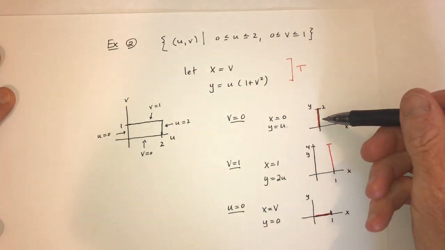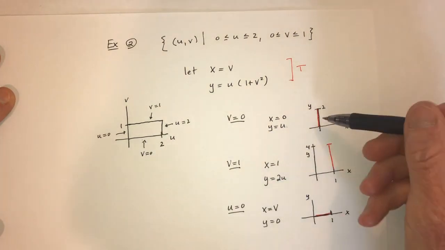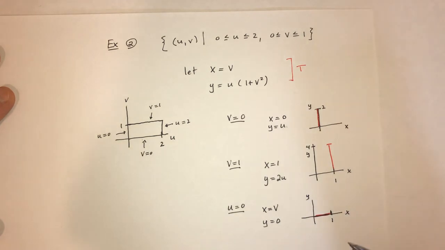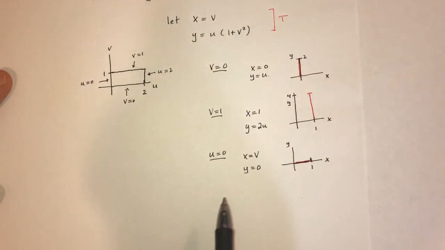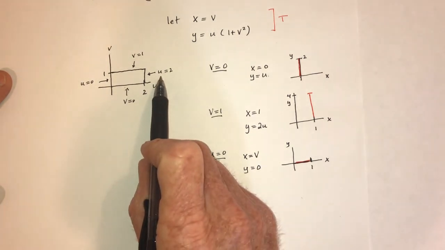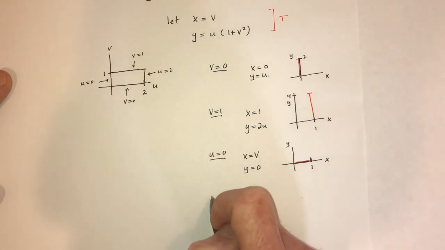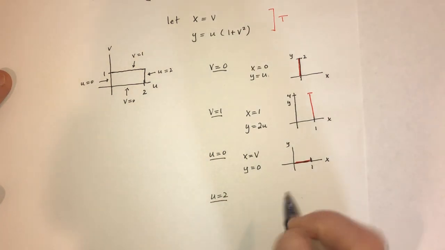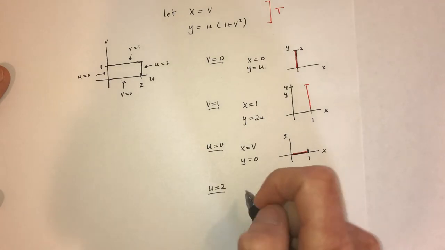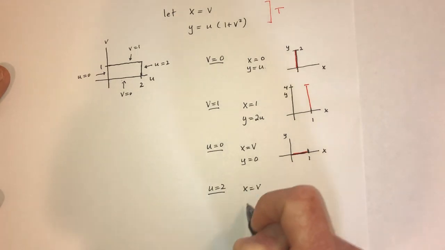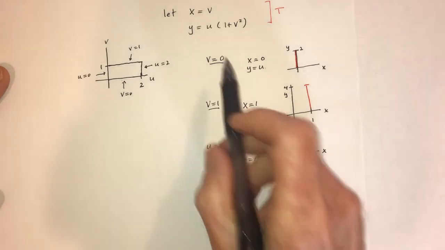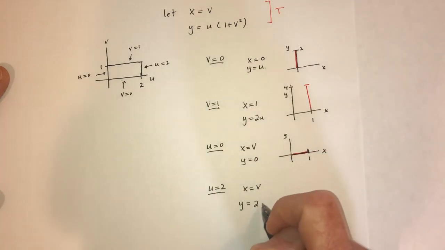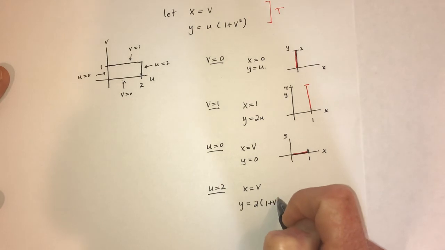And then once we're done with the 4 sides of this, we'll get 4 pieces, and then we'll put those pieces together. So we've just got 1 more to go. Who's missing? U equals 2. We're missing that one. So if u equals 2, then x is still going to equal v, and y is going to equal, u is a 2, so it's going to be 2 times 1 plus v squared.